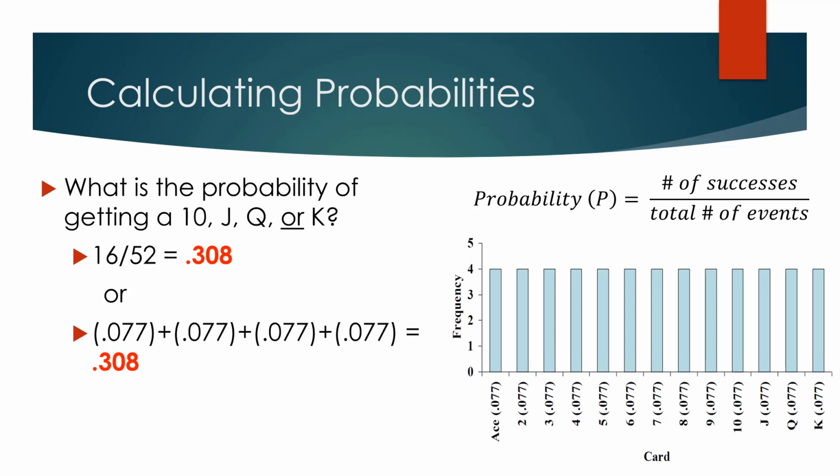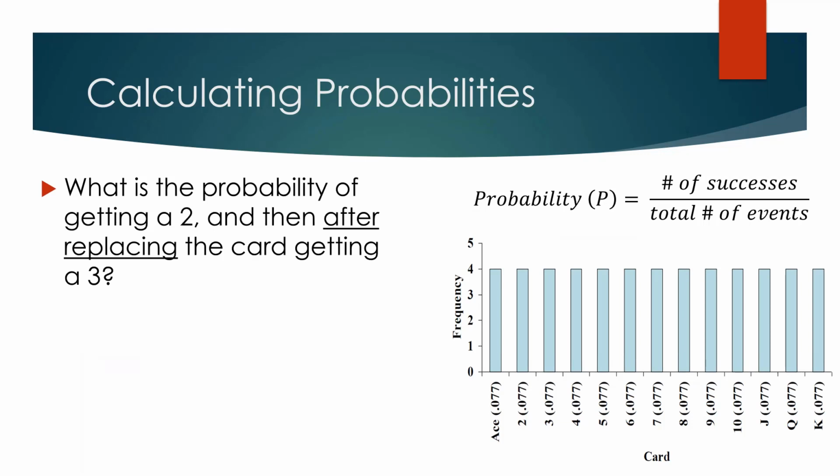Another way you could do this is just take the probability decimal-wise of picking one of those 4 cards and add them together, and you get the same decimal. So it works out in the same way. I want to show you both ways, the fraction and adding the decimal, so you can see how they both get to the same result.